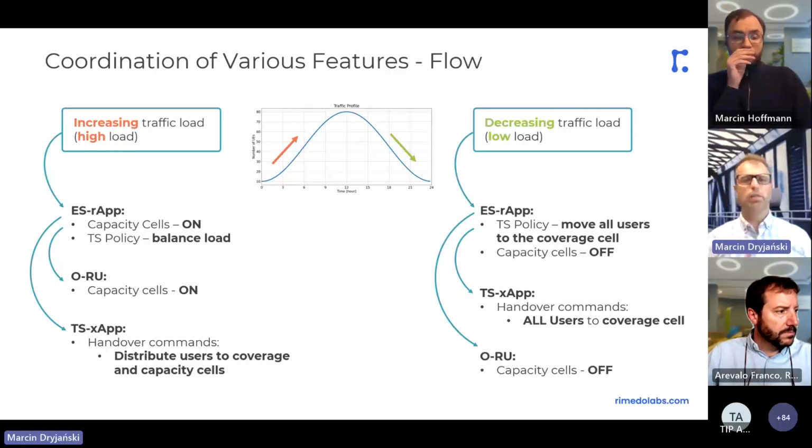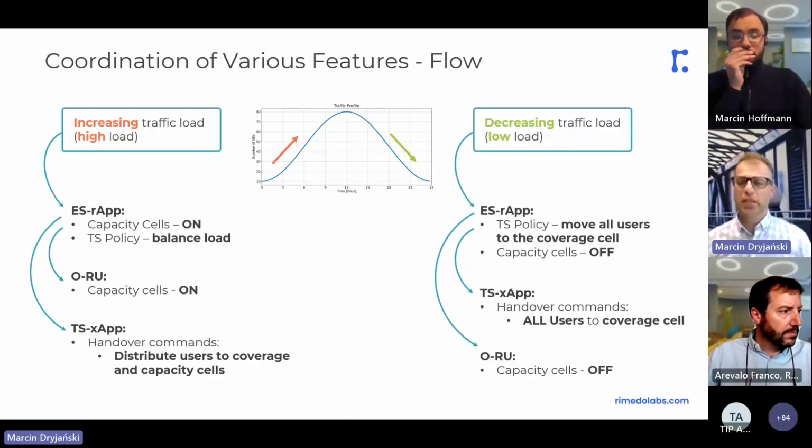So if we have a look at the, let's say, predicted traffic profiles in the center here, and if we consider the two options, one is when the traffic is expected to be decreasing or expected to be increasing, or is measured to be increasing or decreasing. So if we take a look at the right-hand side, which is the decreasing traffic load. Now, in this context, we would like to switch off capacity cells to save energy, of course. So the energy-saving rApp would basically decide on switching off some cells.